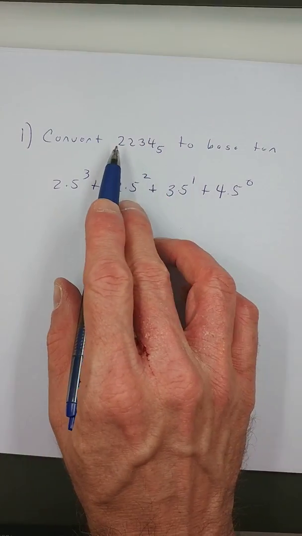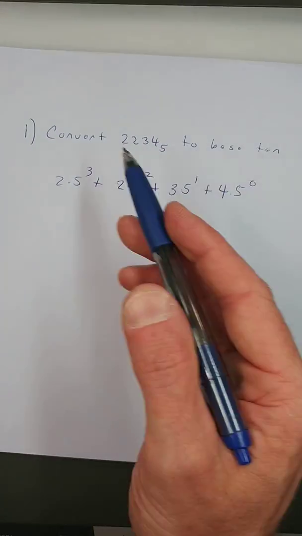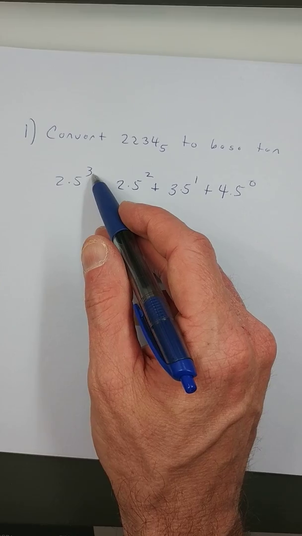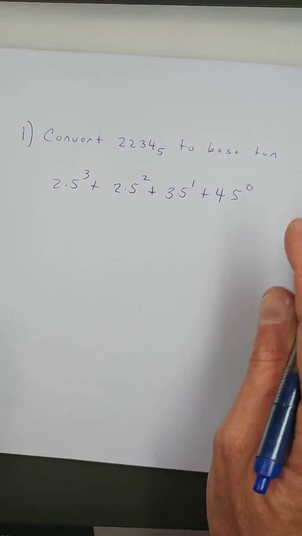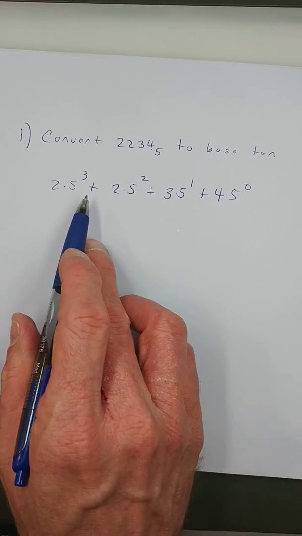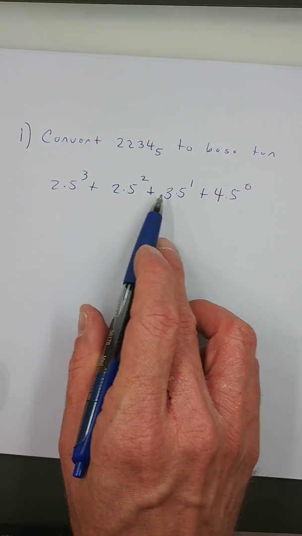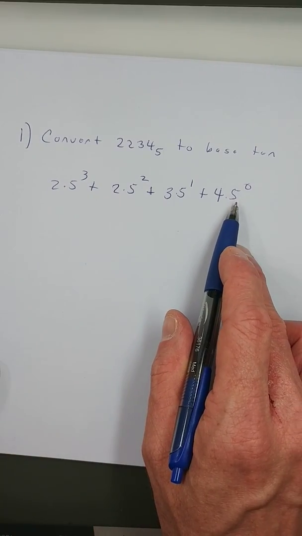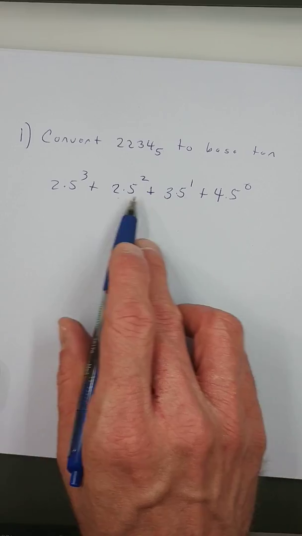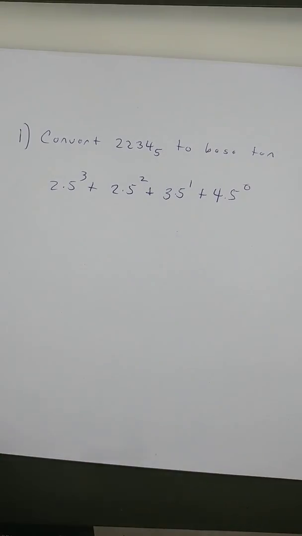Another thing you can do is count your digits: 1, 2, 3, 4. Take away 1 will be 3, and that will be your first power working left to right. So if you count digits and take away 1, you can start at that power and work your way down, or you can start on the very far right at 5 to the 0 and work your way up. Either way works.